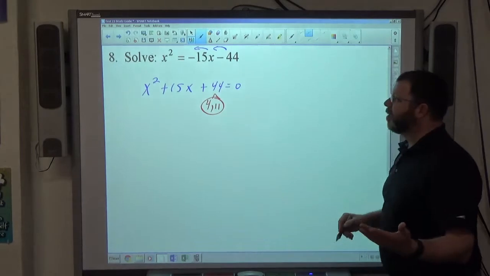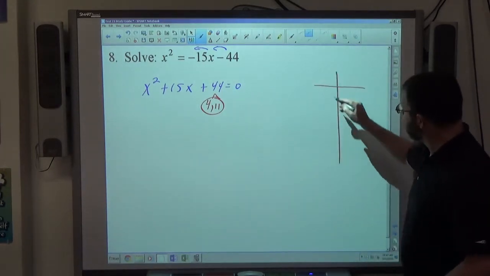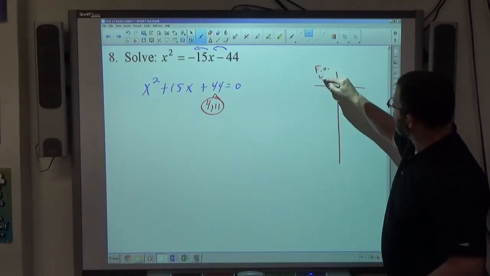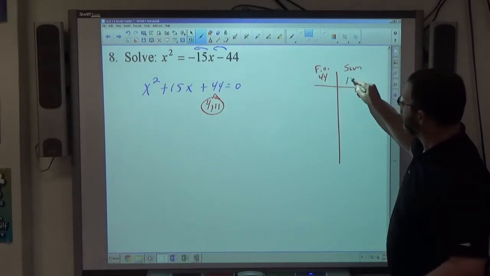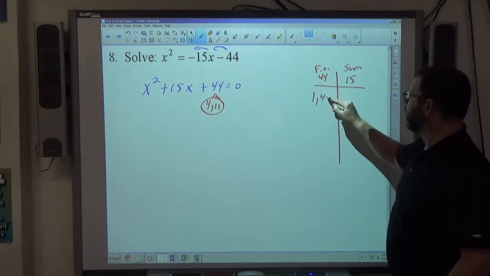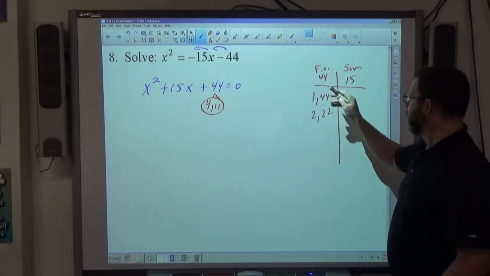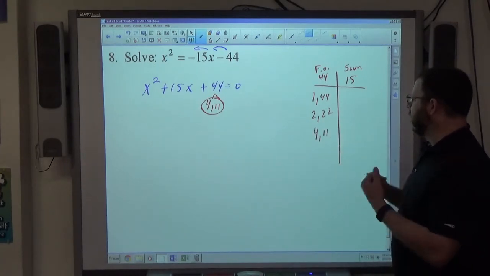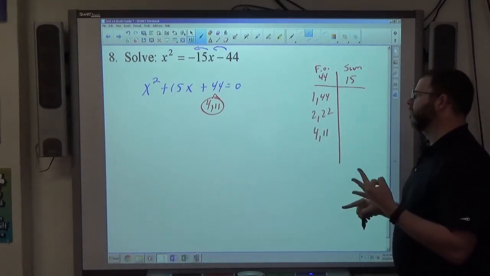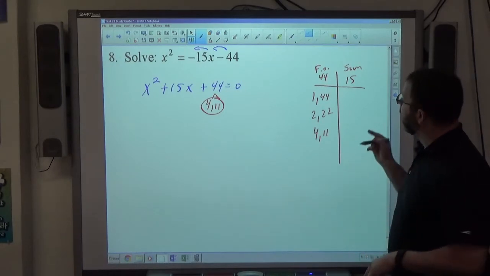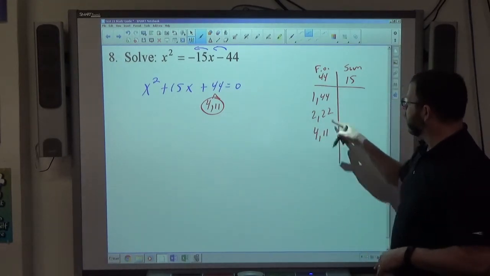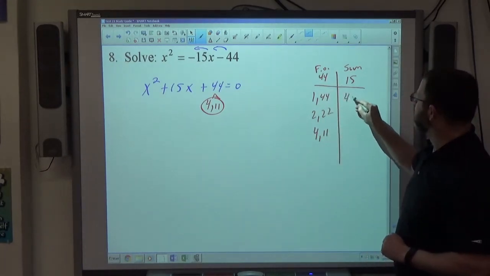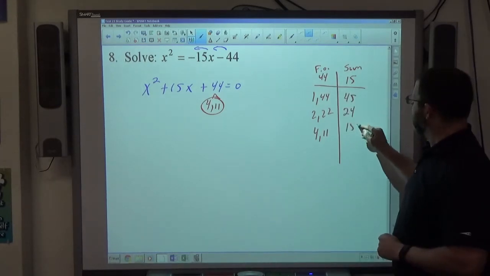If you can't figure out those two numbers off the top of your head, list the factors of 44 whose sum is 15. 1 times 44, 2 times 22, 3 doesn't go into it, 4 times 11, 5 doesn't go into it, 6 doesn't go into it, 7 doesn't, 8, 9, 10 don't, 11 does, and we already got that one. So there's every pair of numbers possible, 45, 24, 15.